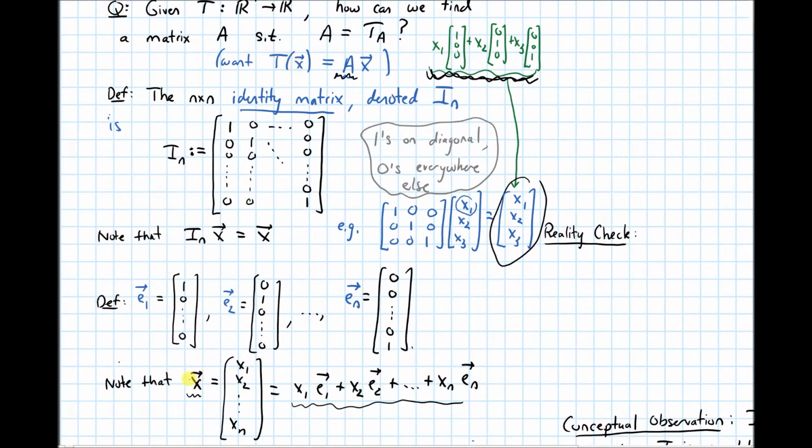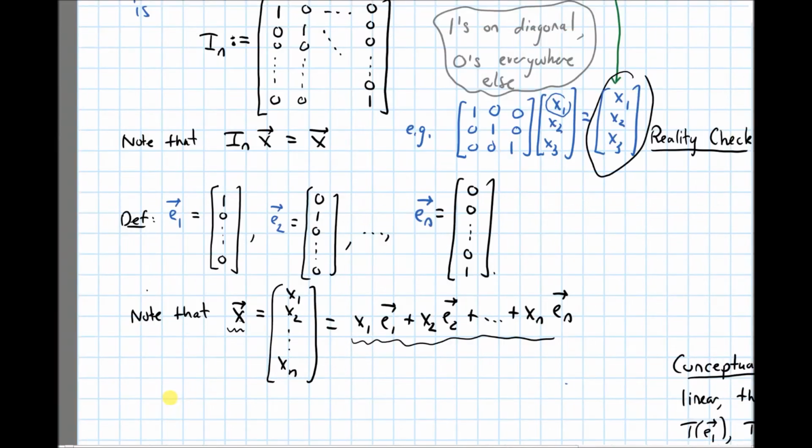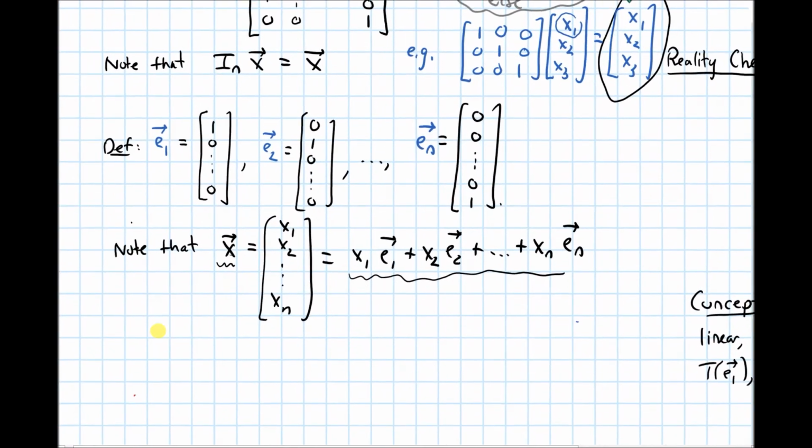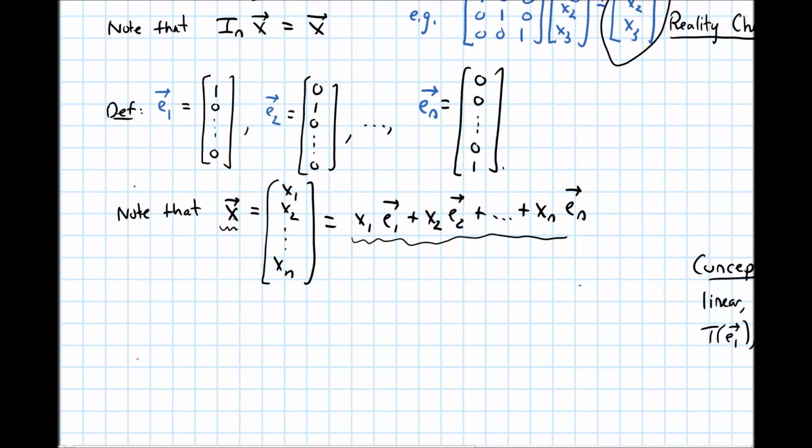So let's take T of both sides of this equation. Doing that, on the left-hand side, I'll get T of the vector x. On the right-hand side, we'll get T of the linear combination x1 e1 plus x2 e2 plus dot dot dot plus xn en.